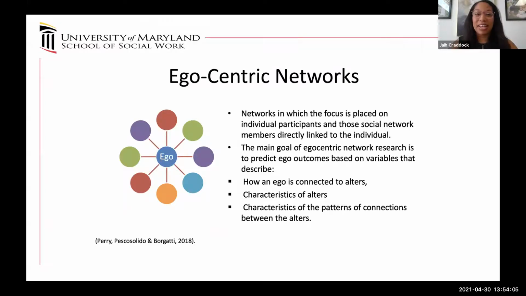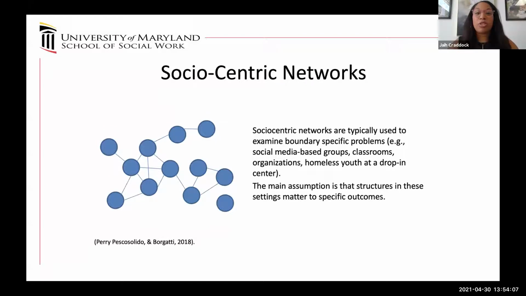Go ahead, next slide. So sociocentric networks is really, again, boundary specific.